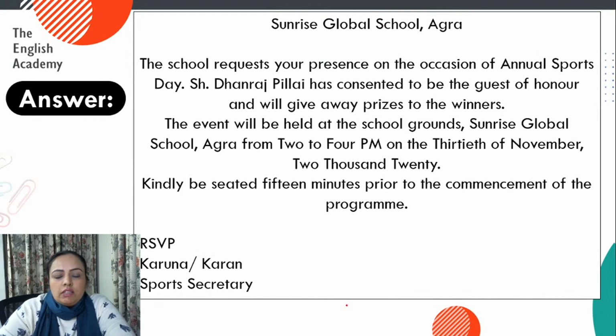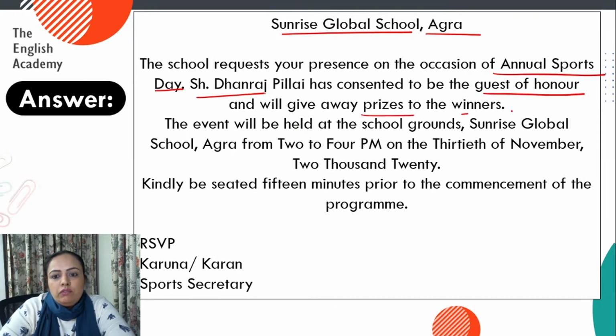First of all, you can see I have drawn a box on the outer border of this invitation. This is an invitation card. सबसे पहले host का नाम आएगा Sunrise Global School, Agra. Then we have to write the school requests your presence on the occasion of annual sports day. So what is the occasion? Annual sports day. Then I am writing the name of the honoree. Shri Dhanraj Pillai has consented to be the guest of honor and will give away prizes to the winners.